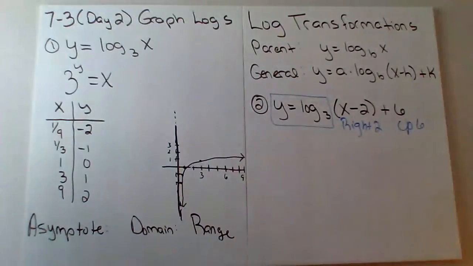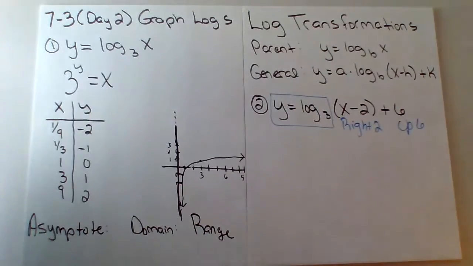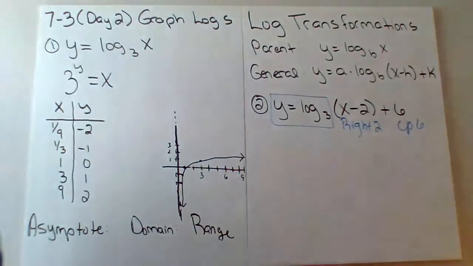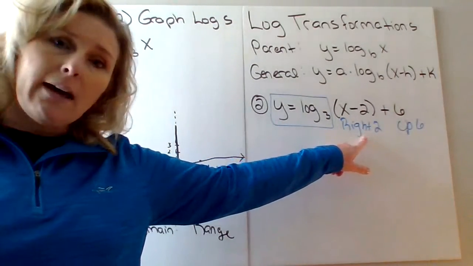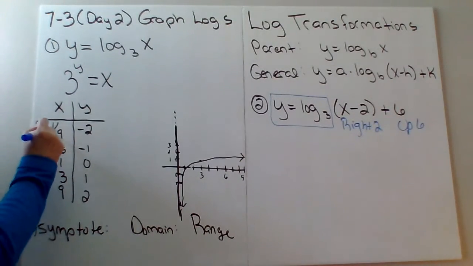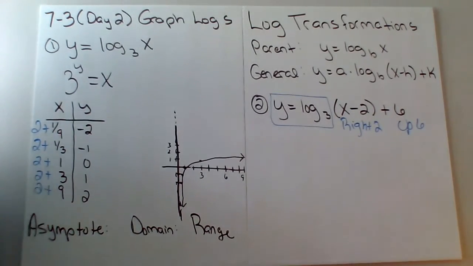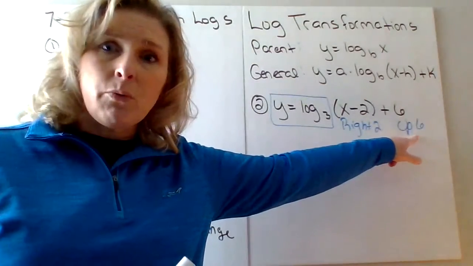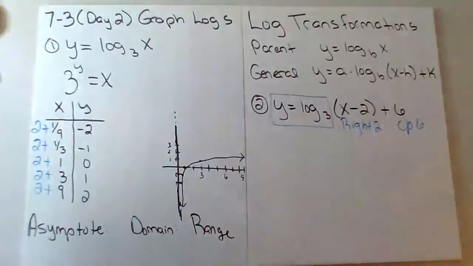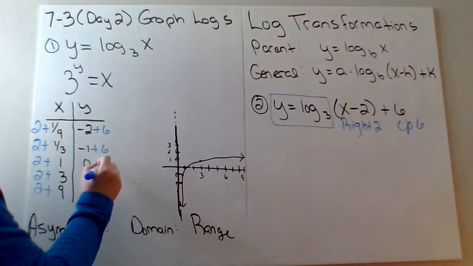So here's how I generally teach it. You take your parent table of values and you apply the transformations to make a new table of values. So if x went right 2, we're going to take all of our x values and add 2 to them. My function went up 6, and moving up and down is something that y does, so we're going to take all of our y values and add 6 to them.